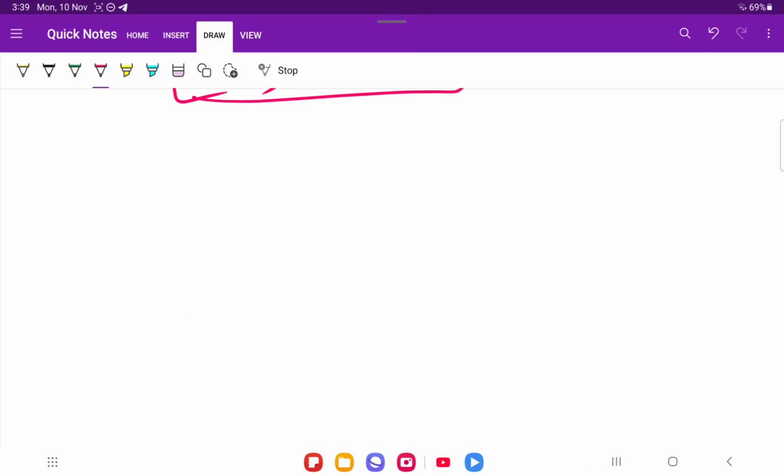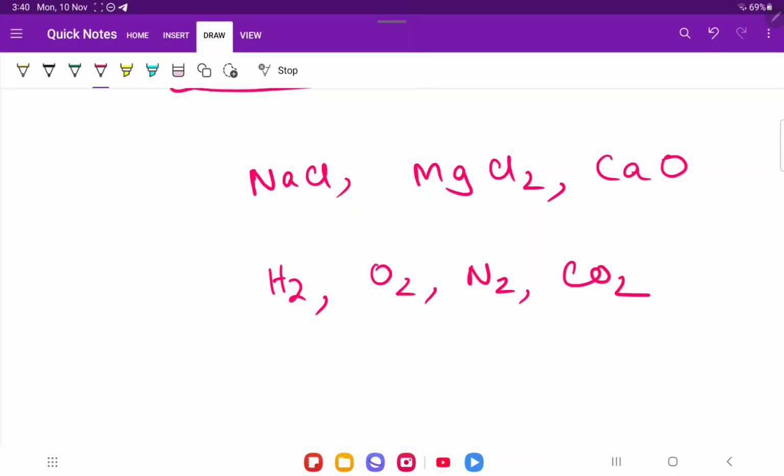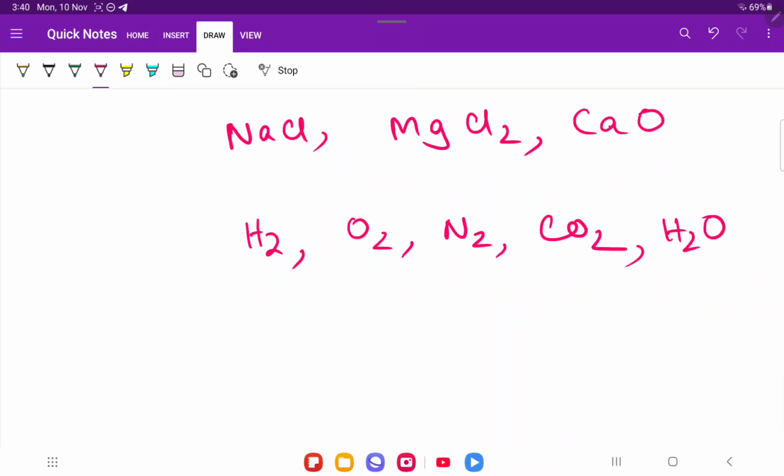Up to the last class we have learned about the formation of ionic bonds, like NaCl, MgCl2, calcium oxide. Today we'll see how covalent compounds are formed, how they are basically sharing their electrons. Covalent compounds include the hydrogen molecule, oxygen molecule, nitrogen molecule, carbon dioxide molecule, and most importantly the water molecule. So we'll see how they are forming.